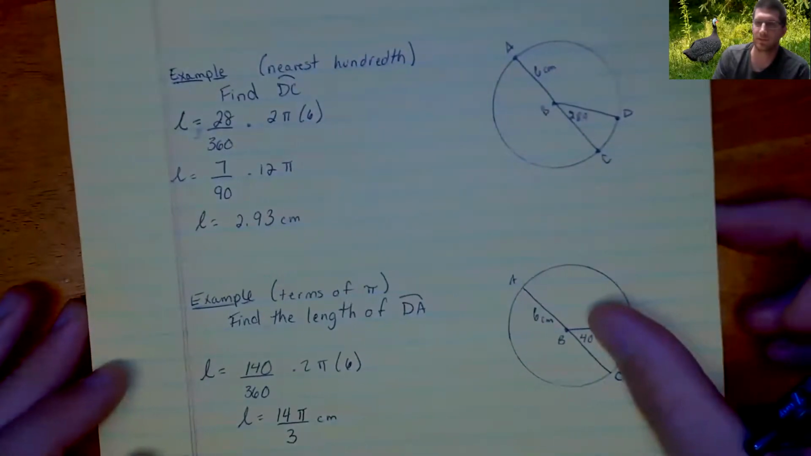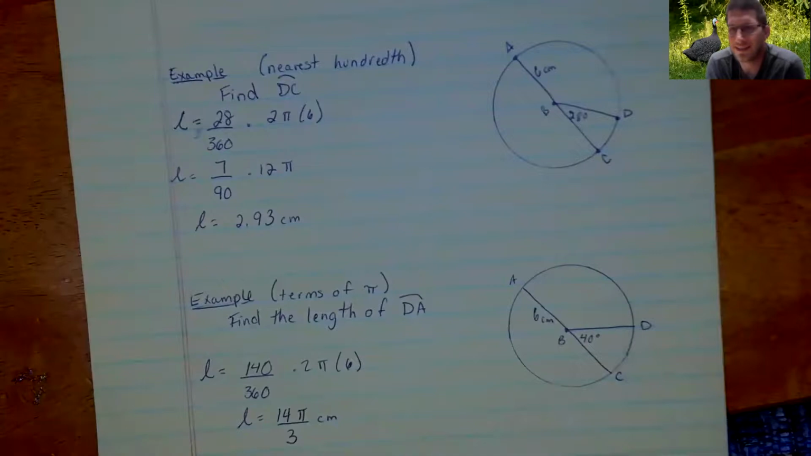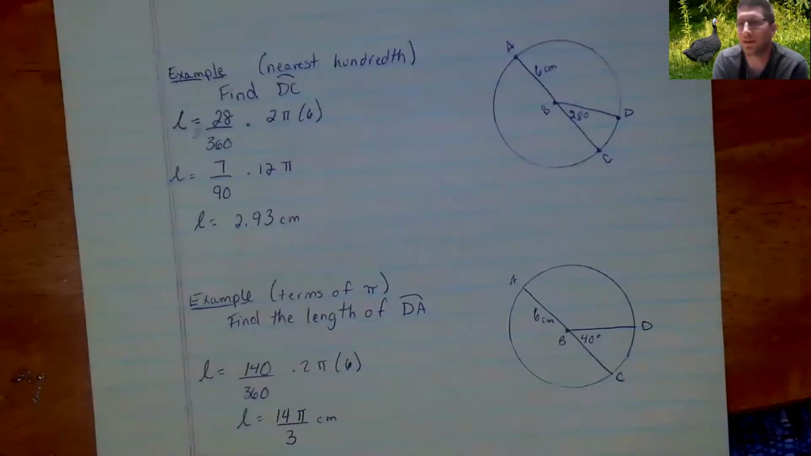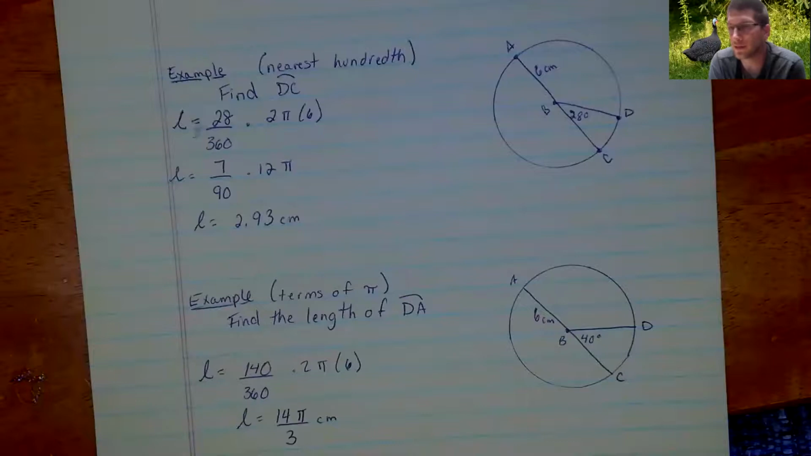So for these, it says find DC, right? The length of DC, and this one says to the nearest hundredth. So if I'm trying to find DC, I see that it has a 28-degree angle, central angle. So therefore my arc measure will be 28 degrees as well, same as the central angle. So 28 out of the full 360 times the circumference 2 pi r, where the r is 6.